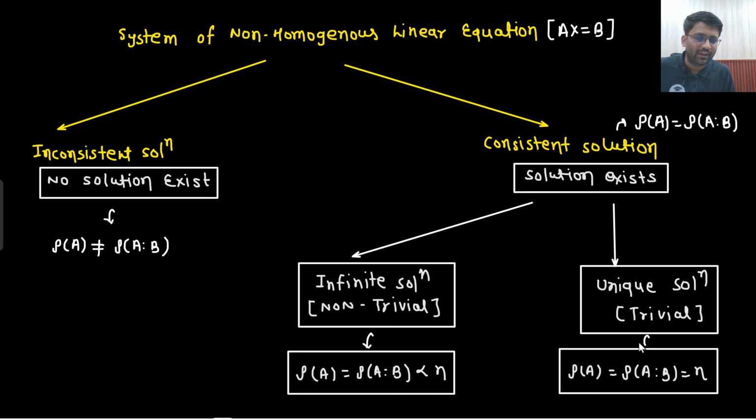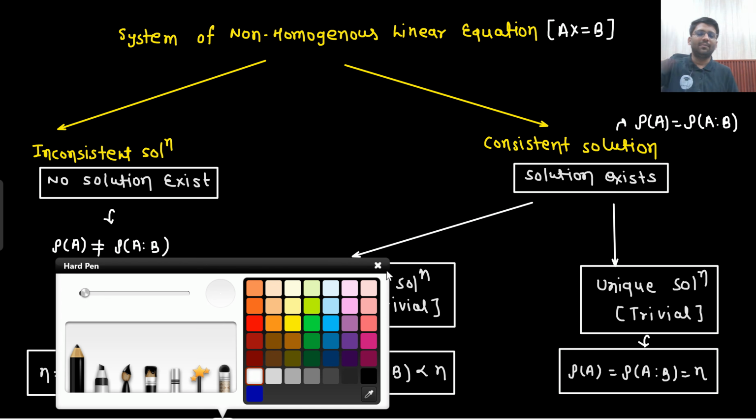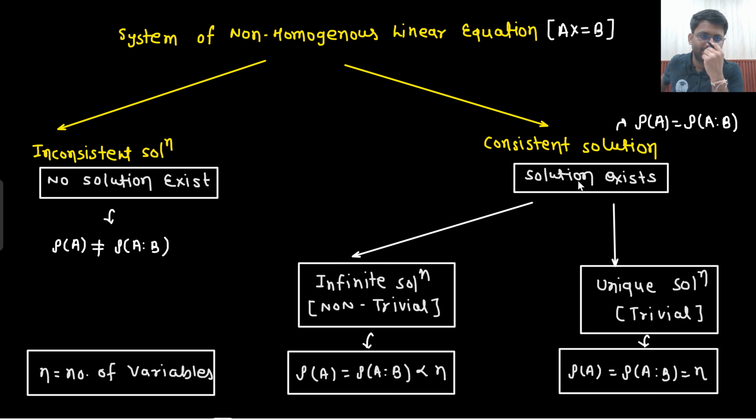So all the conclusions we have seen. What is n? N is the number of variables. This is the complete table we have made. That's it. There is nothing more to learn in this lecture. If you just remember this table, you will be able to solve all the questions. At least every year, one question would be asked from here.